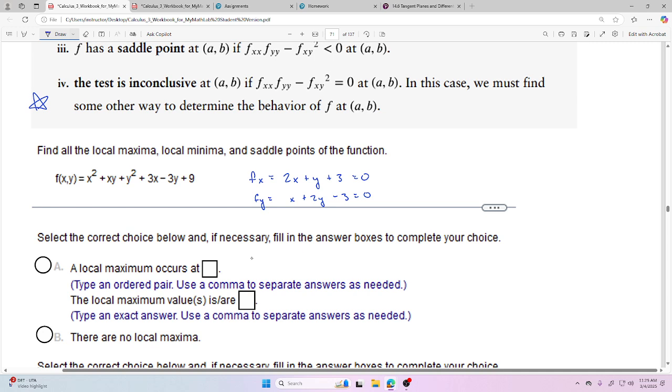So I'm going to solve for x down here by moving both of these over. And so what I have is x is equal to 3 minus 2y. And then I can plug that in right there. So 2 times 3 minus 2y plus y plus 3 equal to 0.